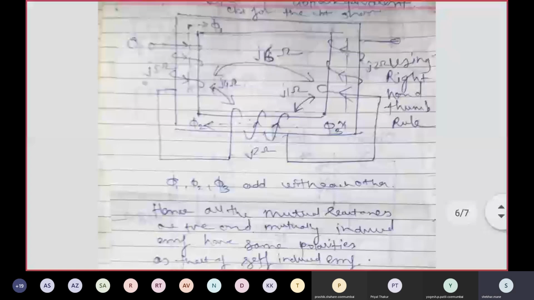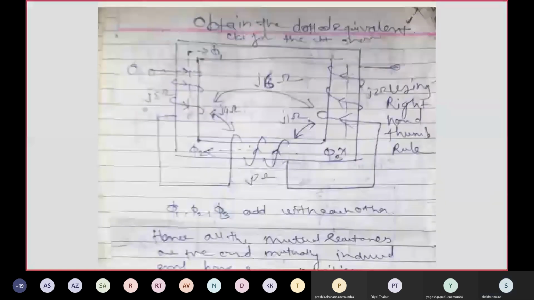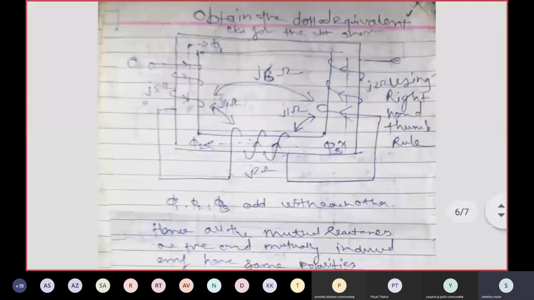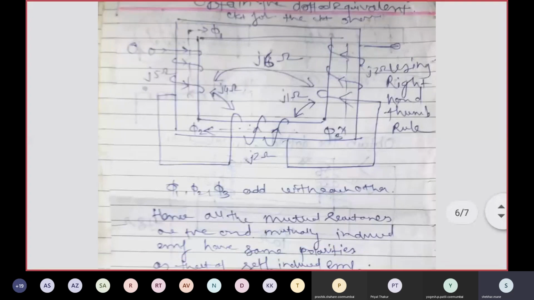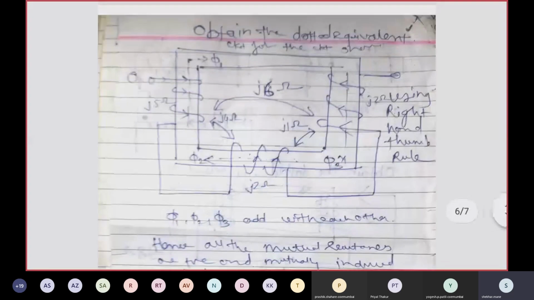Now you can see here, for the J5 ohm coil, the flux phi1 is going upwards. For J2 ohm, phi2 is going left side. And for the right-hand side J2 ohm, if you hold the direction, then again phi3 is going downwards. So in this way, all the flux phi1, phi2 and phi3 are in the same direction.